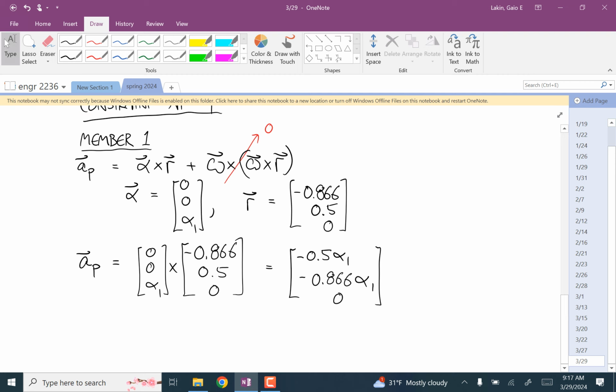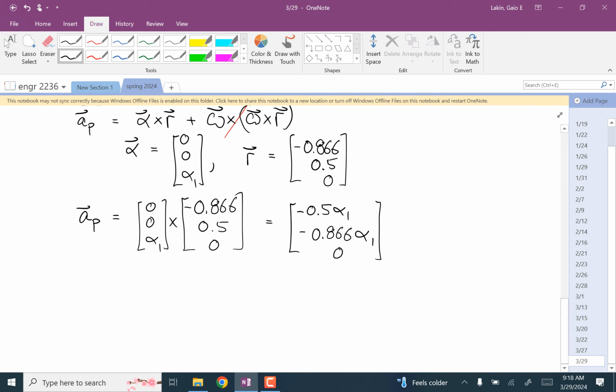Anyone get something different? So for the x component, you got 0 times 0 minus 0.5 alpha 1, so that's good. And then for the y component, cross that out, 0 times 0 minus alpha 1 times negative 0.866, and then the negative of that because it's the y component. Okay. Yeah. Y always has to be the difficult one. And all right, so now let's go to member 2.